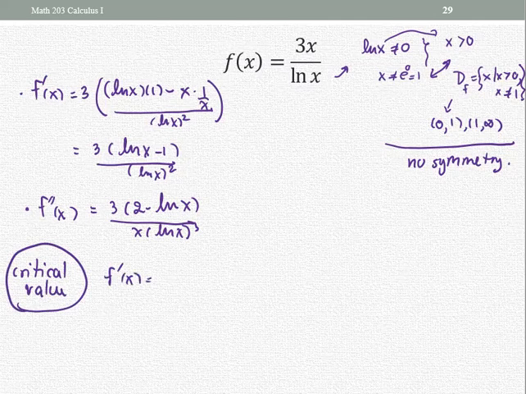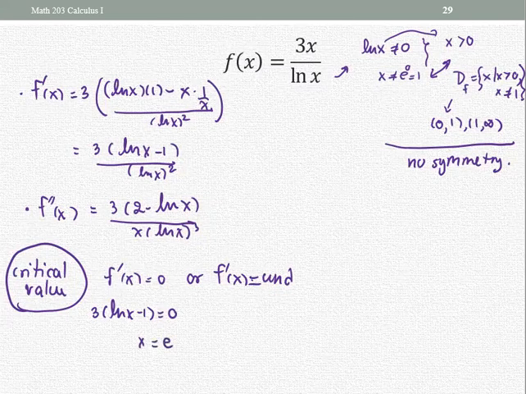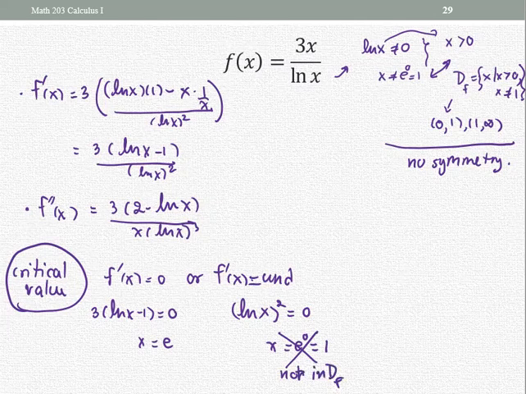Let f prime be 0, or look for the case where f prime is undefined. For f prime equals 0, we look at the numerator of f prime, which is 3 times log x minus 1 equals 0, and solve for x to get x equals e. For f prime undefined, we look at the denominator and let it be 0. So natural log of x squared equals 0, or we get x equals e to the power 0, or 1. Since 1 is not in the domain, we ignore this number. We consider x equals e.